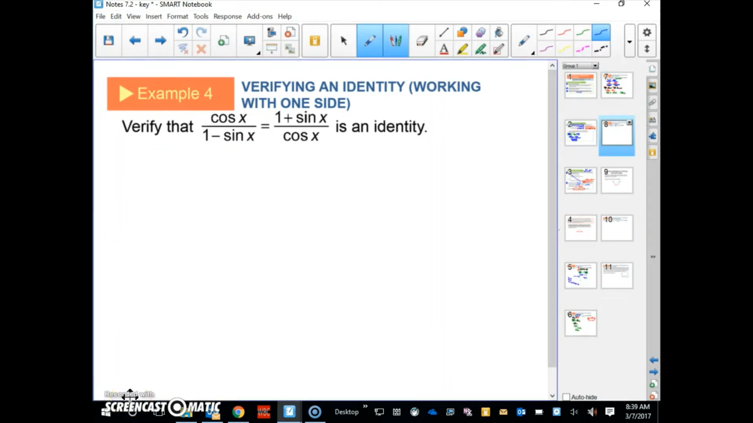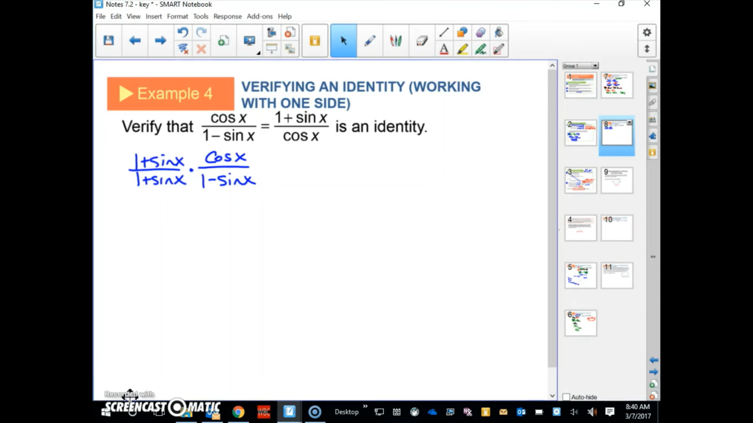Example 4, verify. Okay, it's tough to say which side is more complicated. I would say maybe the left side because the denominator is more complicated, but I don't suppose it matters. We do have a trick for how to deal with this. One of the hints that you were given earlier said if you ever see something like 1 minus sine, then multiply by that conjugate in the top and bottom. Basically, we're multiplying by a special form of 1, but that's going to make something shake out on the bottom.